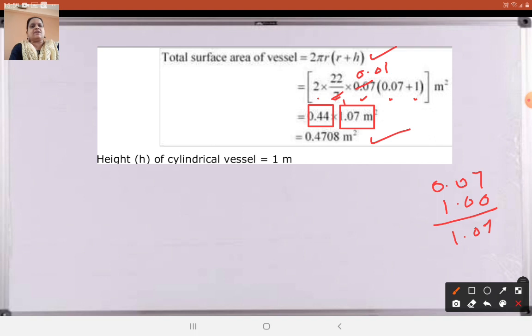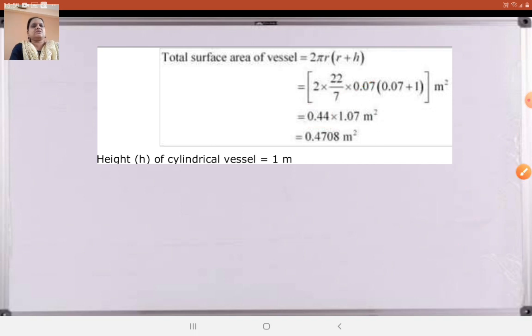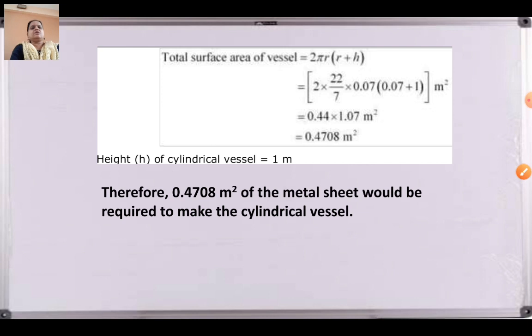So what is the final one? Therefore here the height of the cylindrical vessel is given as 1 meter. We have used that 1 meter over here. Is it correct? Therefore 0.4708 meter square of a metal sheet would be required to make a cylindrical vessel.